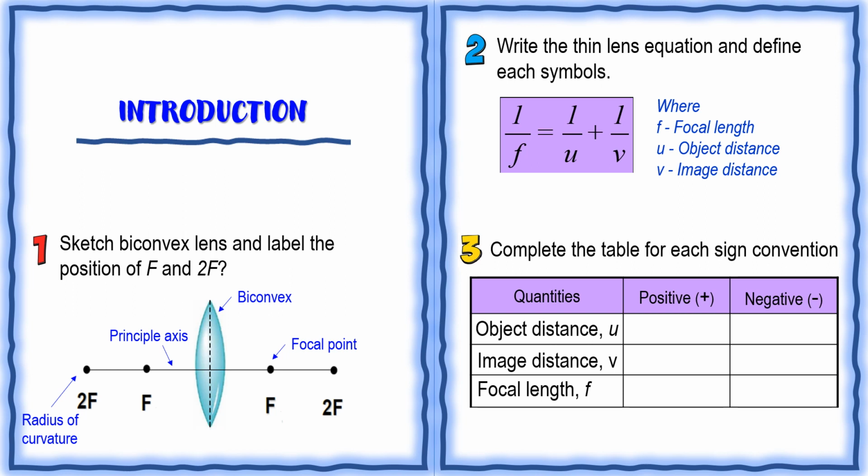For question number 3, you need to complete the table for each sign convention. For the object distance U, if the value is positive, it means that the object is real and located in front of the lens. If negative, the object is virtual and located at the back of the lens. For the image distance V, a positive value shows that the image formed is inverted, real, and located at the back of the lens. If the image distance is negative, the characteristics of the image are upright, virtual, and located in front of the lens. For the focal length F, a positive value shows that the lens is a convex lens, and a negative sign shows that the focal length is for a concave lens.